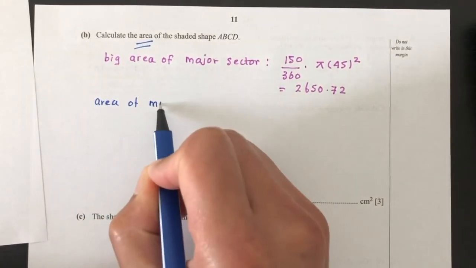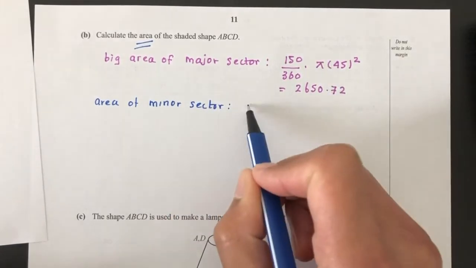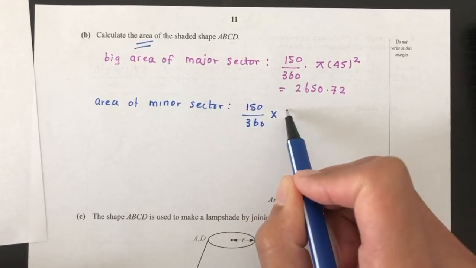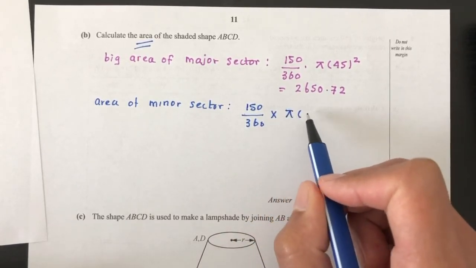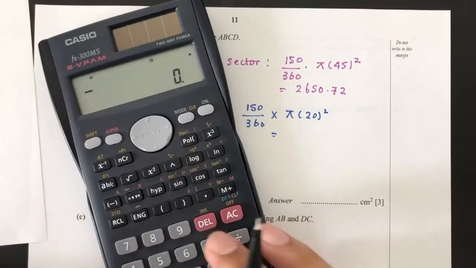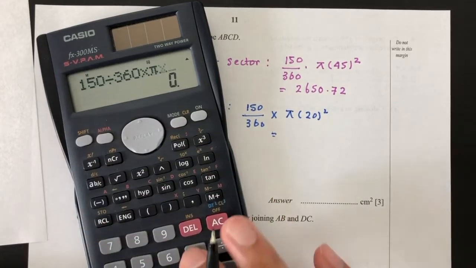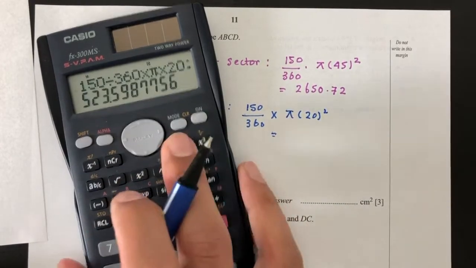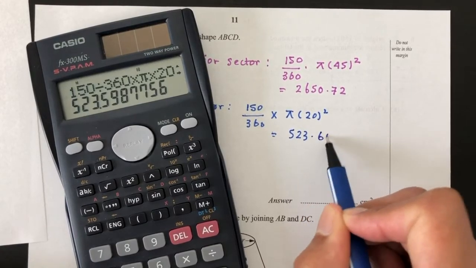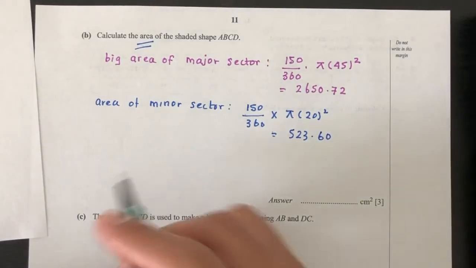Area of minor sector. Same formula, of course: 150 divided by 360 times pi r squared. For the small sector, the radius is only 20. Let's see what value we get. 150 divided by 360 times pi times 20 squared. That should be 523.60.